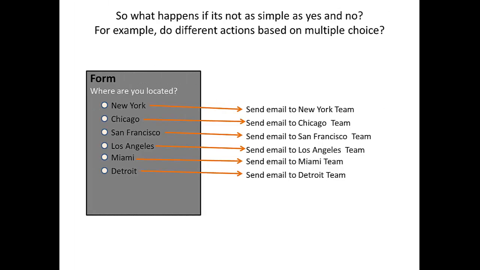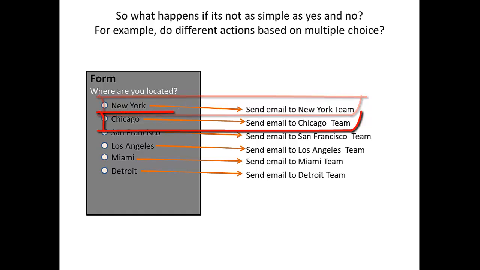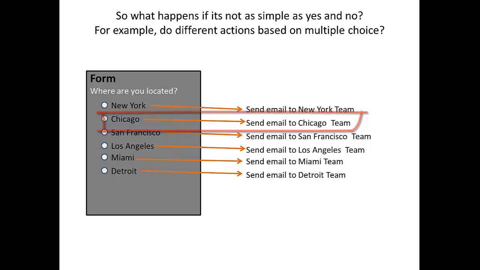Let's say you have sales reps in 6 different towns, and you want leads to be delivered specifically to the agents that reside in the lead's location. If the lead says he or she is from New York, send an email to the New York team. If the lead is from Chicago, you would probably want to automatically send the Chicago lead to the Chicago team, and so forth. This would require more than a yes-no rule.